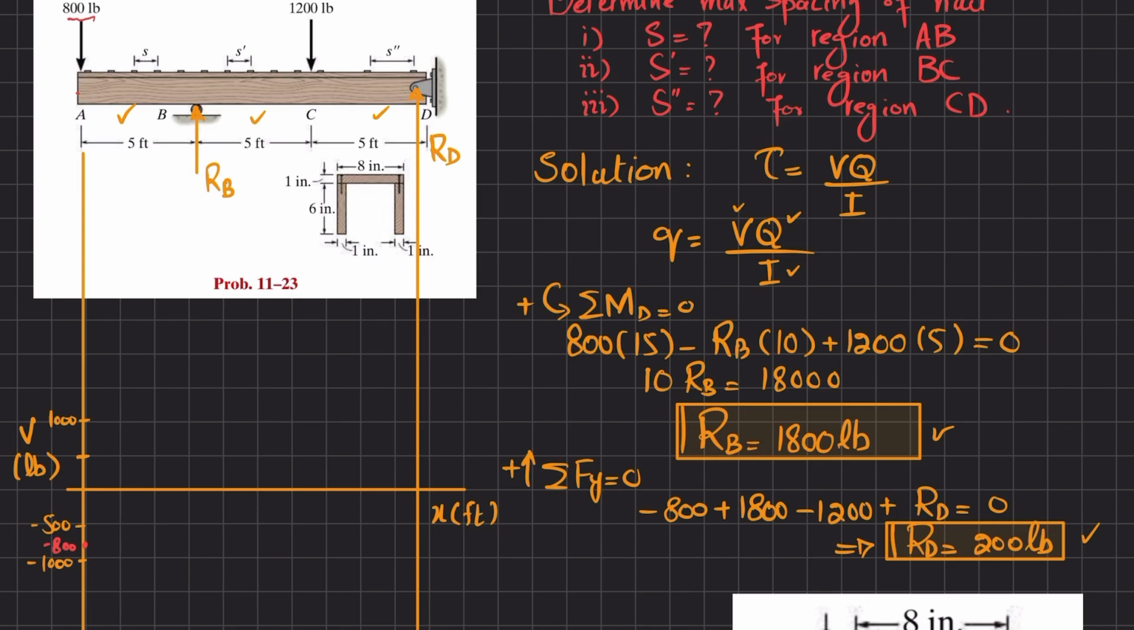Moving from point A, this will be your point B, this will be your point C, and this is your point D. Moving from A to B, there is no other force, so it remains minus 800 till point B. At point B, you have RB, which is 1800. So minus 800 plus 1800 brings it to 1000. So the shear force will change to 1000.